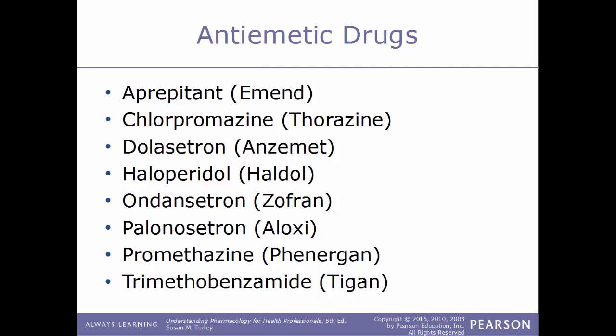Examples of antiemetics: aprepitant, which is sold under the trade name Emend; chlorpromazine, which is sold under the name Thorazine; dolasetron, which is sold as Anzemet; haloperidol, which is sold under the name Haldol; ondansetron, which is sold under the name Zofran; palonosetron, sold under the name Aloxi; promethazine, which is sold under the name Phenergan; and the last one listed here, trimethobenzamide, which is sold under the trade name Tigan.